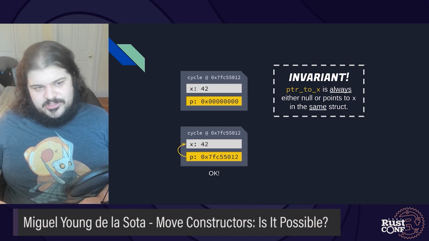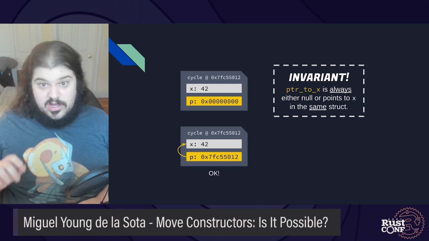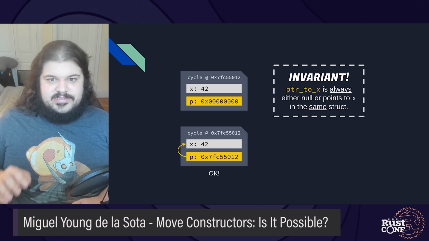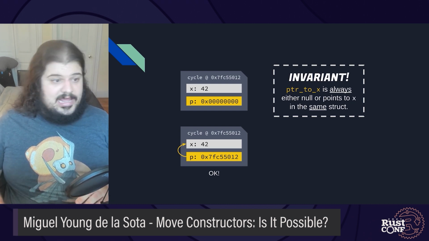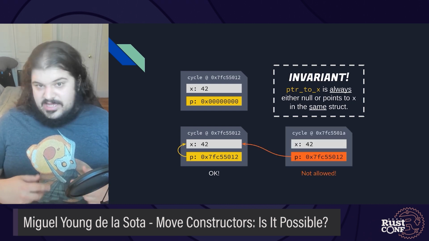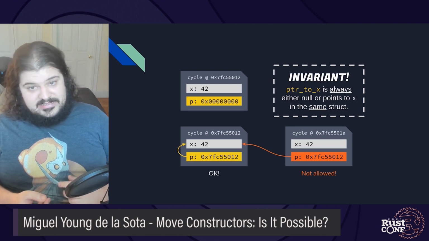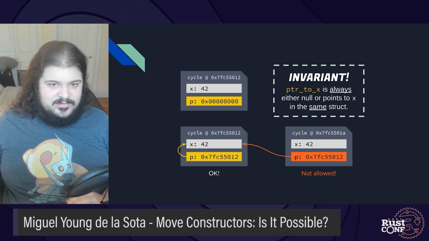Putter to x must always be null, such as around initialization, or a pointer into itself and no other cycle. In other words, these are the only two shapes for a cycle that are allowed. In particular, we cannot have a cycle that points into another. This is not allowed and actually breaks assumptions that we want to make about this type.